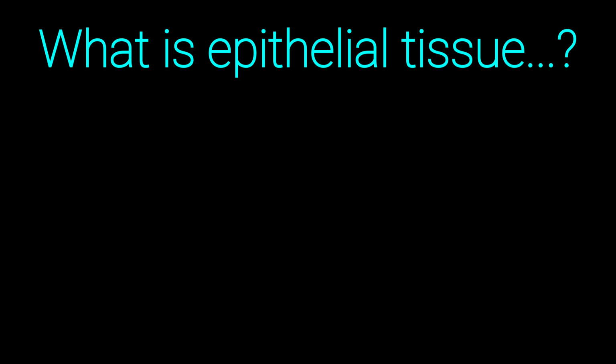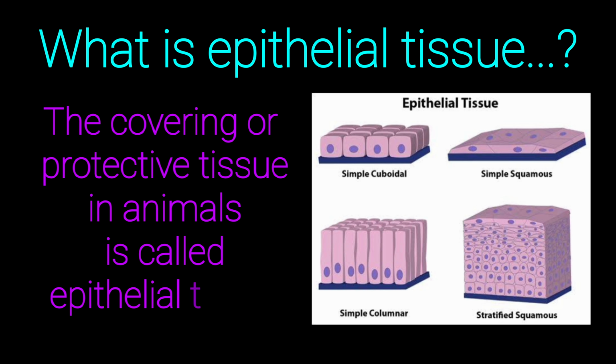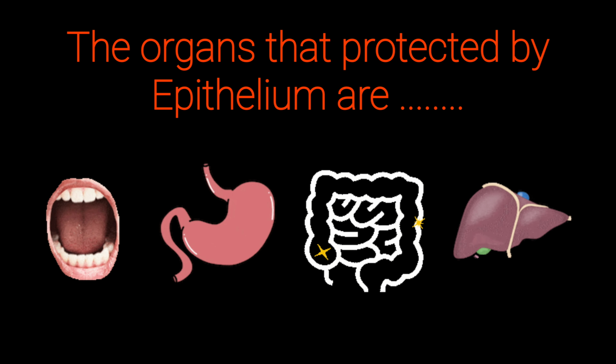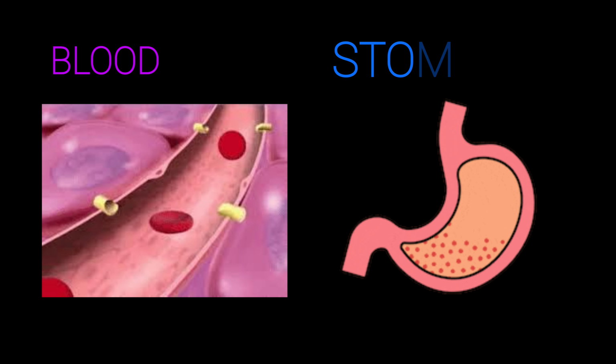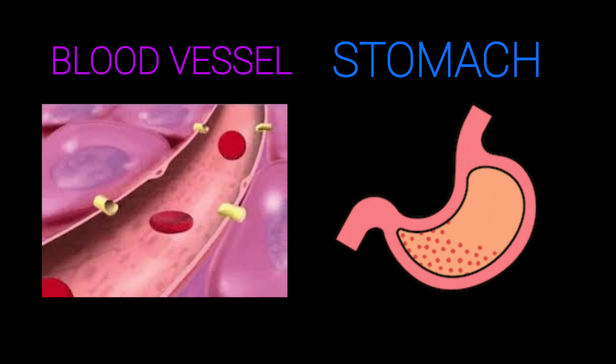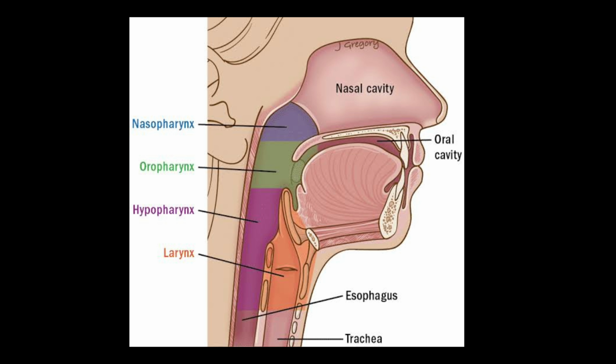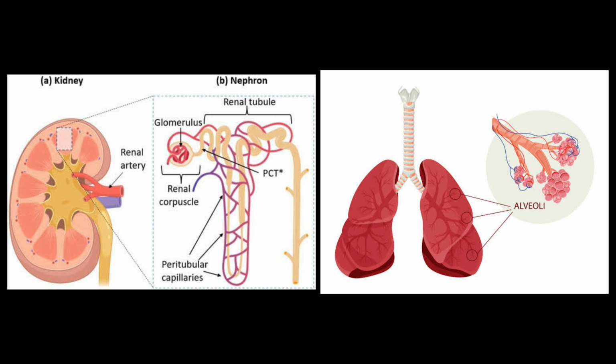What is epithelial tissue? The covering or protective tissue in animals is called epithelial tissue. The organs that are protected by epithelium are almost all organs. The outer and inner surface of organs such as the stomach and blood vessels are covered by epithelium. The mouth cavity and nasal cavity are also covered by epithelium. Renal tubules of the kidney and alveoli of the lungs are also made up of epithelium. Not only the internal parts, our outer skin is also made up of epithelium.